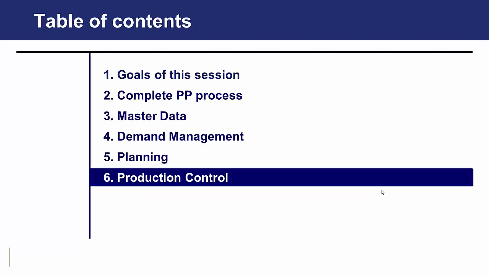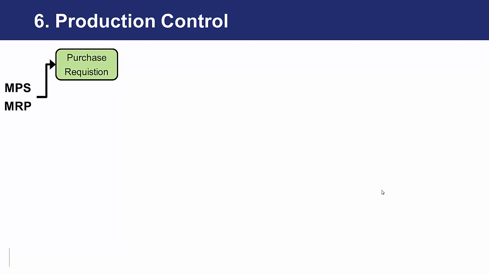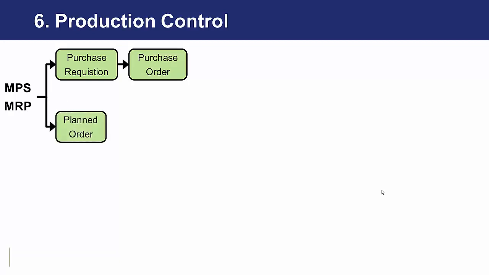And the last step in the PP process will be production control. Once we have run the MPS MRP, we can get purchase requisitions when the material is purchased. Once checked by the person responsible, they will be converted to purchase orders and sent to the supplier. When we plan a material that is manufactured in-house, the MPS MRP will generate planned orders. These planned orders, once they have been checked, can be converted to production orders.